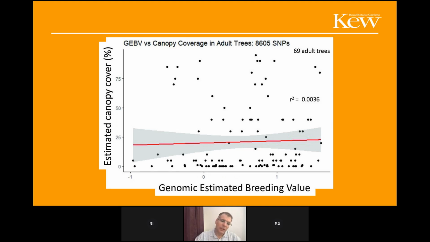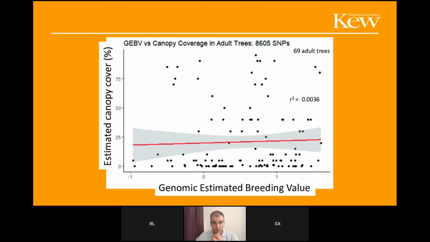Then we tried to predict the ash dieback damage of the trees, and we did this using our mass screening paper data as the training population, and then using that to predict the amount of our genomically estimated breeding values for each of the trees in the population, and then doing a correlation between our predictions and the actual estimates of canopy cover that we took ourselves in the wood.